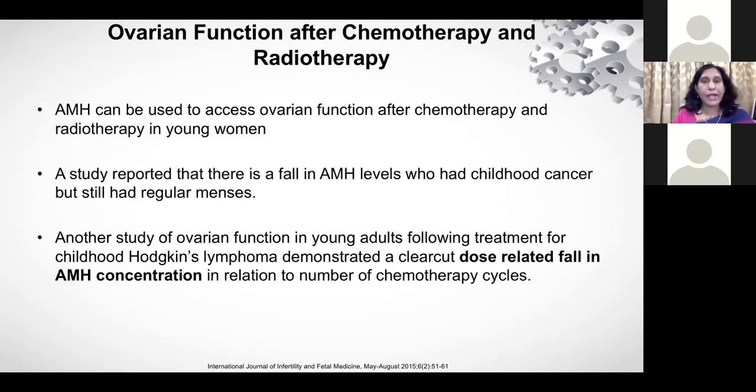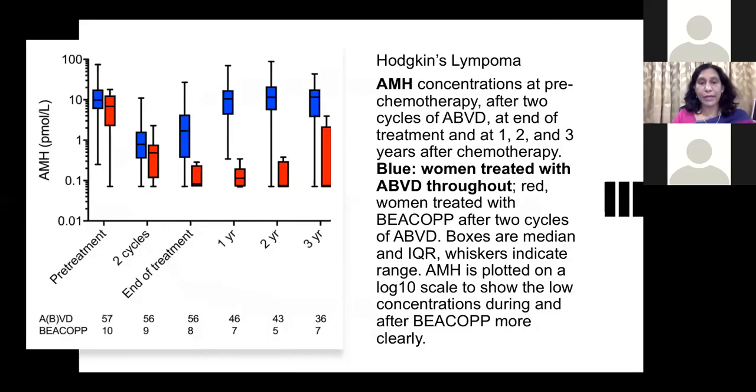Ovarian function after chemotherapy and radiotherapy, we all know it goes down. So AMH can be used to assess the recovery of ovarian function. And there was another study in cases of childhood Hodgkin's lymphoma, where AMH can demonstrate a clear-cut dose-related fall in AMH concentration in relation to the number of chemotherapy cycles, as you can see in this diagram.